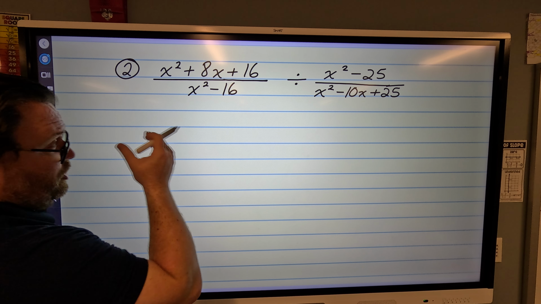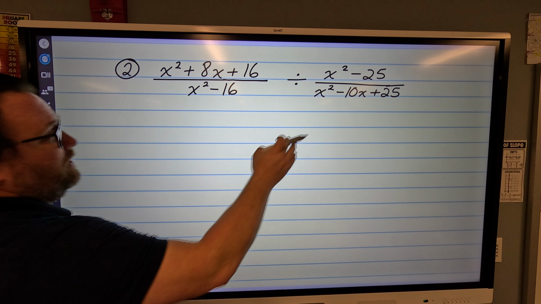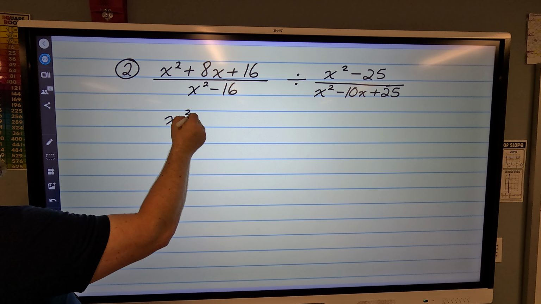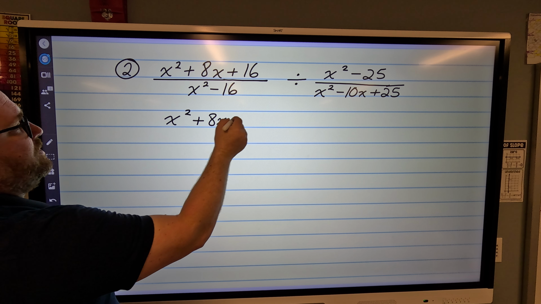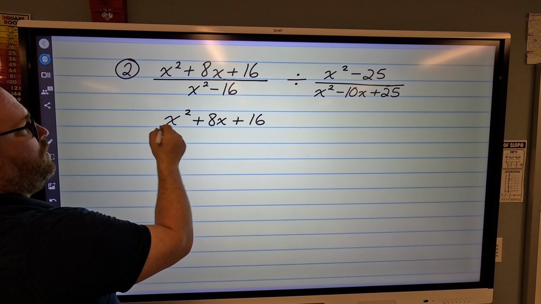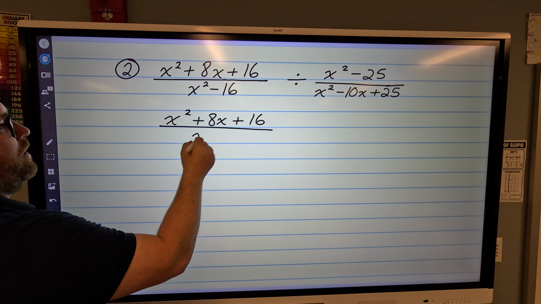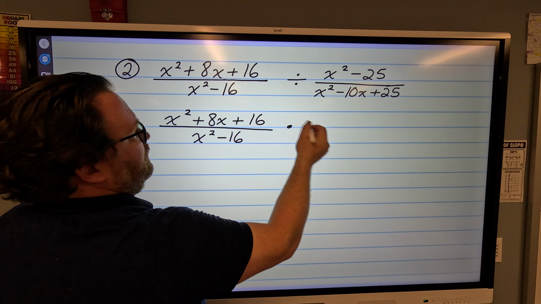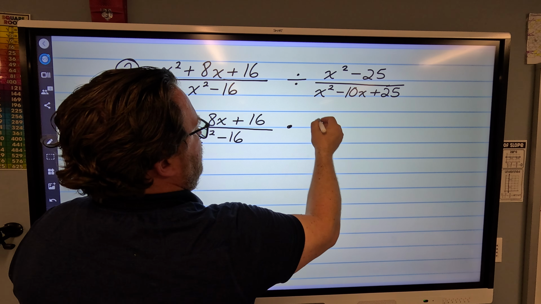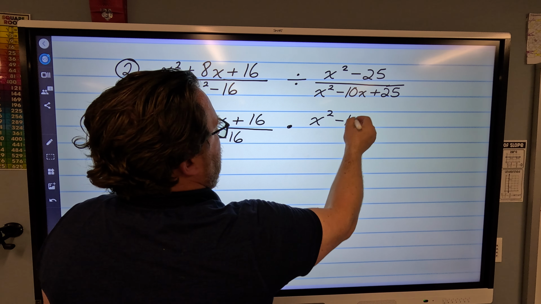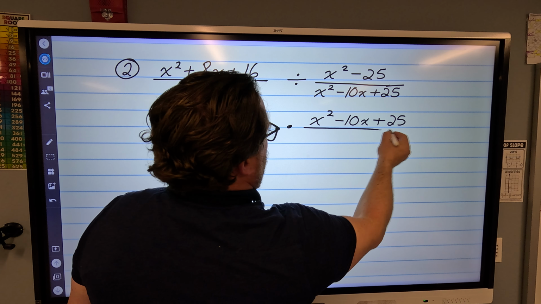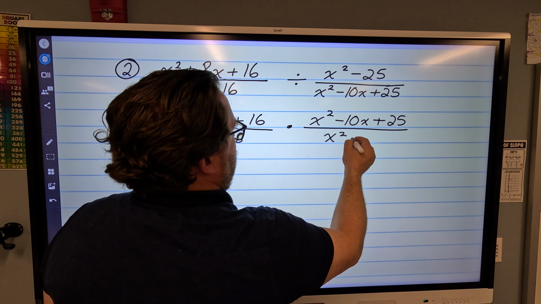Okay, so first off, we're going to change this to a multiplication problem, and we do that by flipping the numerator and the denominator here. So I'm going to rewrite this as x squared plus 8x plus 16 over x squared minus 16, times, then we're going to move this up top, so x squared minus 10x plus 25 over x squared minus 25.